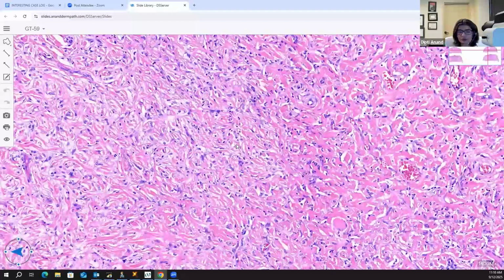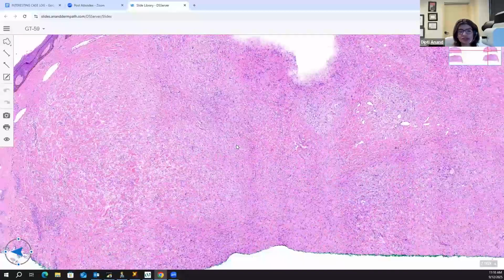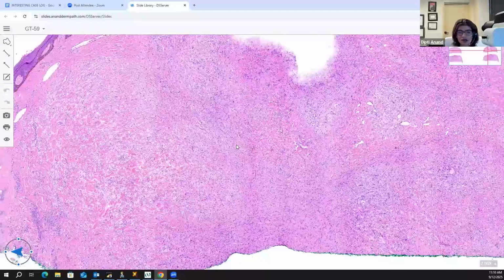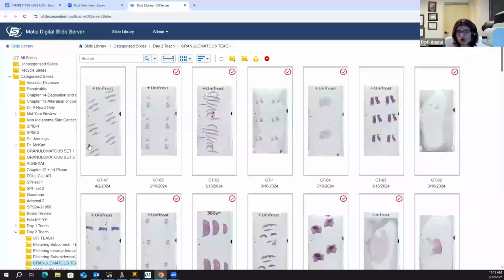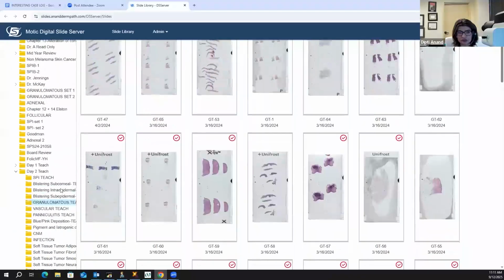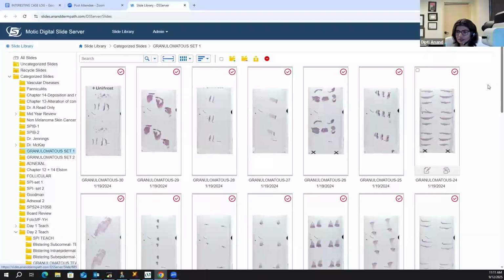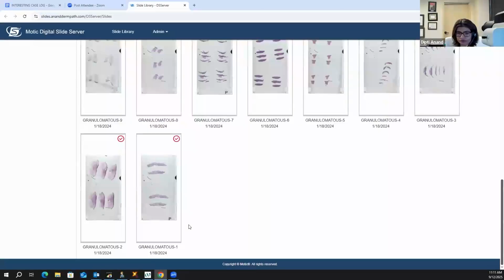So that was the DF. So these are the mimickers. The mimickers we talked about are your hibernoma, lepromatous leprosy, granular cell tumor, dermatofibroma. Yeah, pretty much those entities. So having said that, now let's go into your study set. So we were going to do, I believe, granulomatous 1, right? Okay, so let's get started.